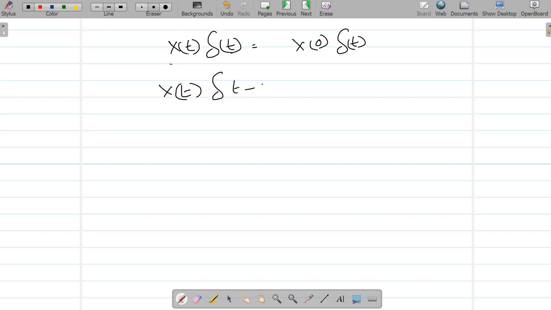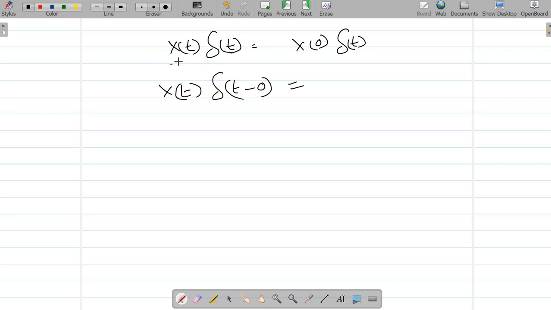Before we find out how the integral evaluates to x naught, one thing we should understand is that x of t into delta of t is x naught into delta of t. If you want to remember how this is made possible, you have to write it like this: delta of t minus 0. Whatever value appears after the minus sign has to be substituted into x. That is how this gets operated.